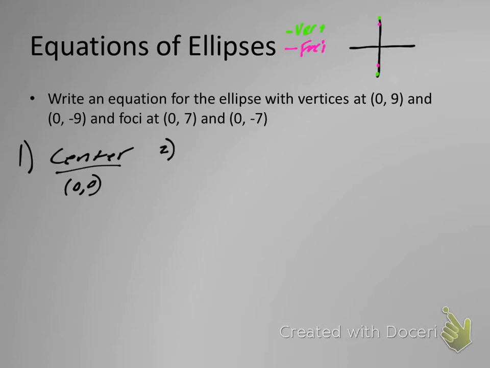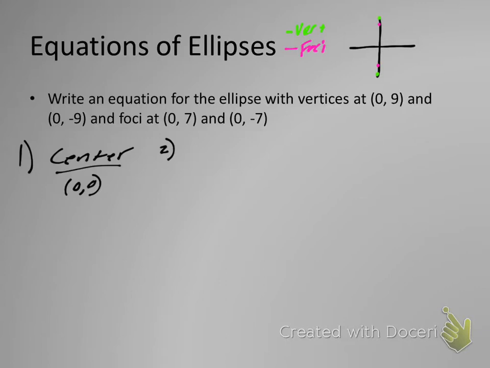All right, number 2. Since you know your vertices, and you know it's orientated vertically because of that, that means you can figure out the length of your major axis, which means you can figure out the length of A, or the value of A. Since your major axis is 2A units, from that last box. Everybody remember that? So you figure out the distance between (0, 9) and (0, -9).